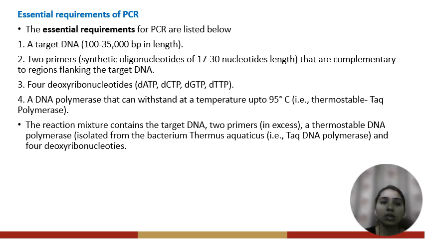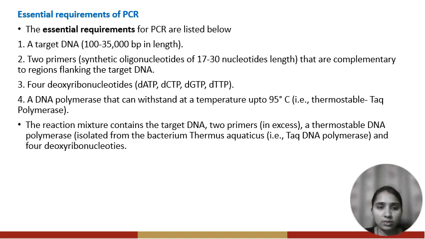So in this slide, we will see what are the essential requirements of the PCR. First, a targeted DNA having 100 to 35,000 base pairs in length, two primers, that is the forward primer and the reverse primer, which are short nucleotides in length, that is 17 to 30 nucleotides, and that are complementary to the targeted DNA. Next are the four deoxyribonucleotides, that is dATP, dCTP, dGTP and dTTP. So what is ACGT? A means adenine, C means cytosine, G means guanine and T means thymine.